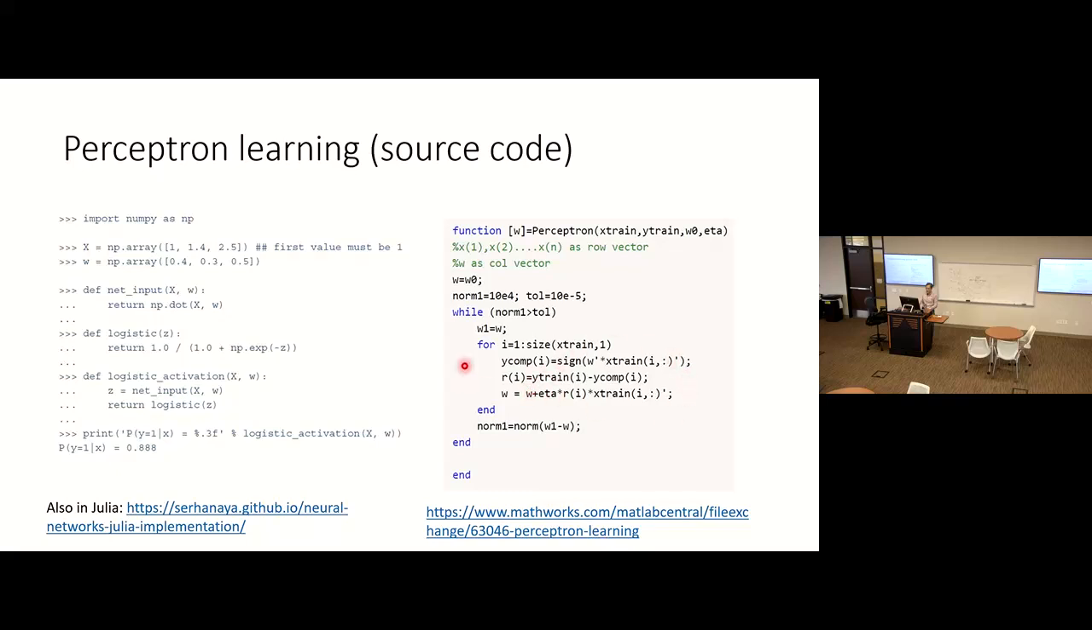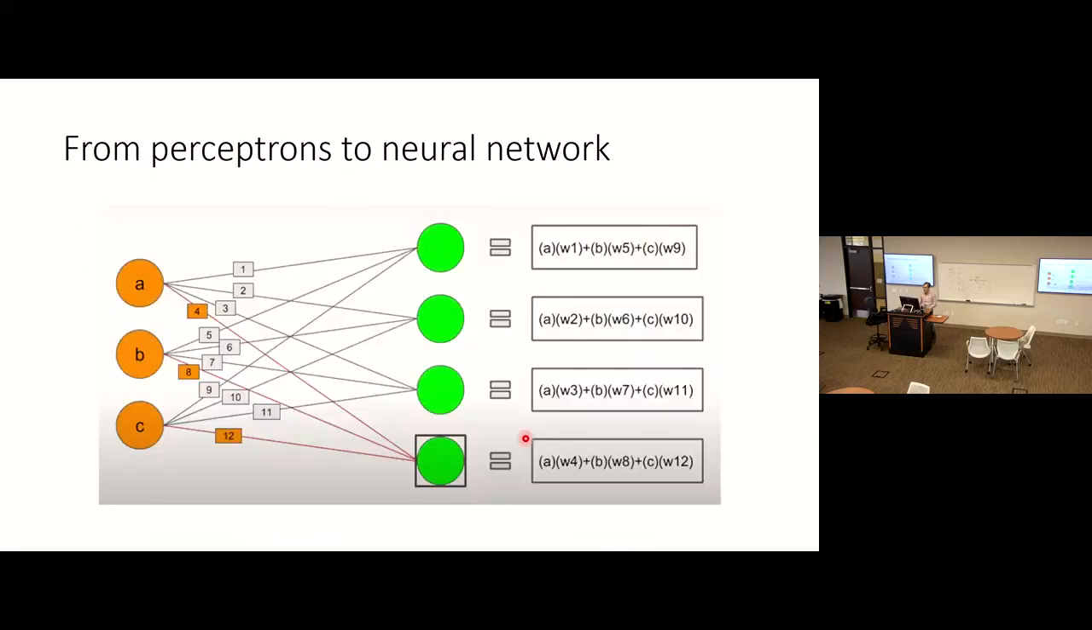How you update it in the middle, there are different ways. This is a very simple way: you add this small perturbation to update your weight until the weight from a previous step and this step do not change anymore. So they converge at the end. So this illustrates going from a perceptron to the neural network.